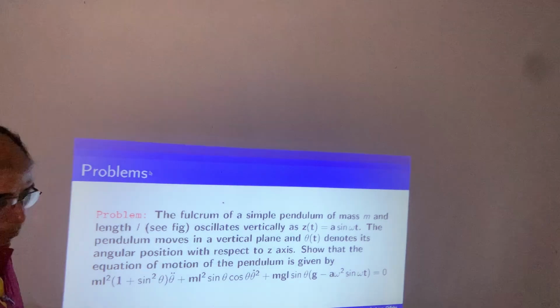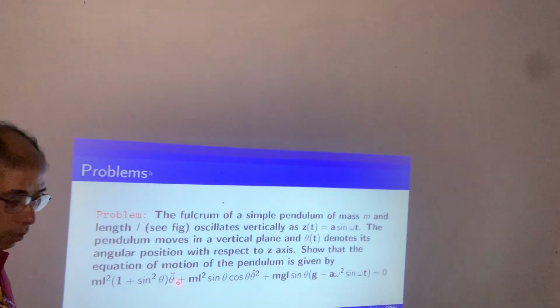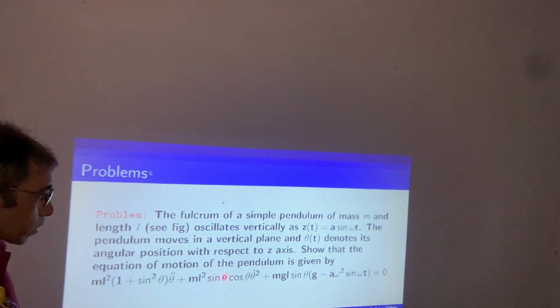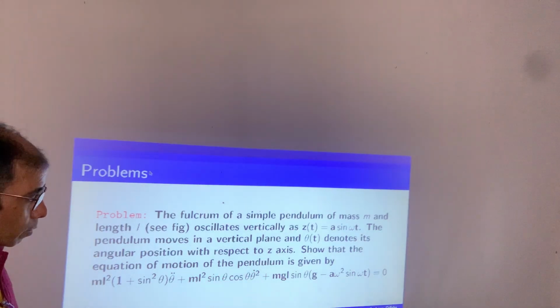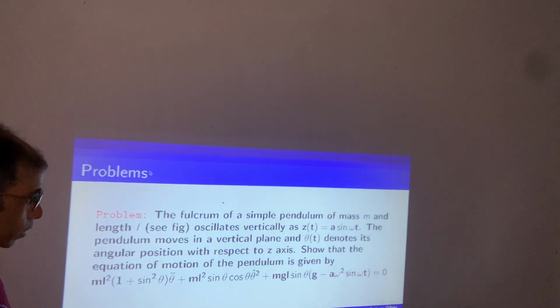And now go to the last problem of today. The fulcrum of a simple pendulum of mass m and length L oscillates vertically as z(t) is equal to a sin omega t. The pendulum moves in a vertical plane, and theta(t) denotes its angular position with respect to the z-axis. Show that the equation of motion of the pendulum is given by ml square (1 plus sin square theta) theta double dot plus ml square sin theta cos theta theta dot square plus mgl sin theta, with g minus a omega square sin omega t. This you have to prove.